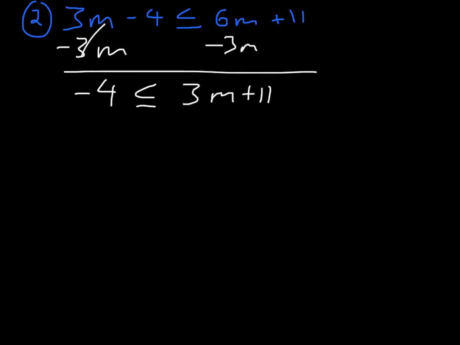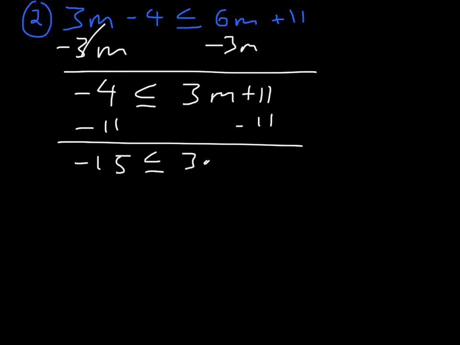And then if we subtract 11 from both sides, we can get our m term by itself. Negative 4 minus 11 is negative 15. That's less than or equal to 3m. To get m completely by itself, we divide by 3. We have negative 5 is less than or equal to m.